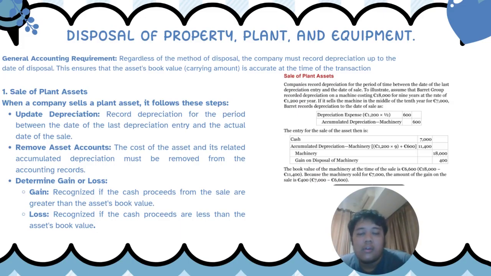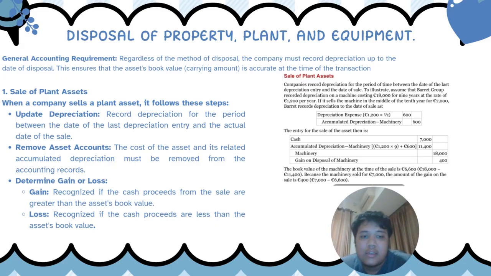Alright, now it's my turn to explain about the disposal of property and plant equipment. Firstly is the general accounting requirement where, regardless of the method of disposal itself, a company must record depreciation up to the date of disposal. This also ensures that the asset book value or carrying amount is accurate at the time of transaction.